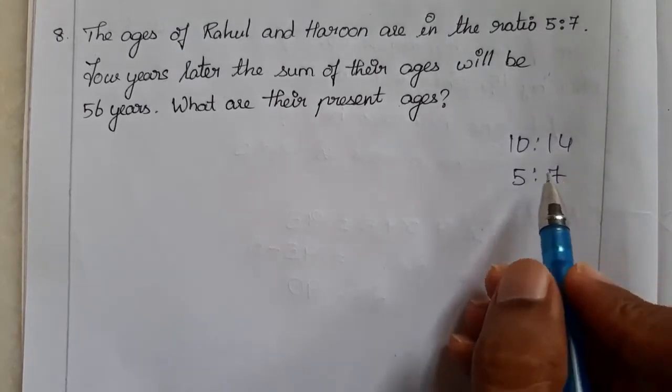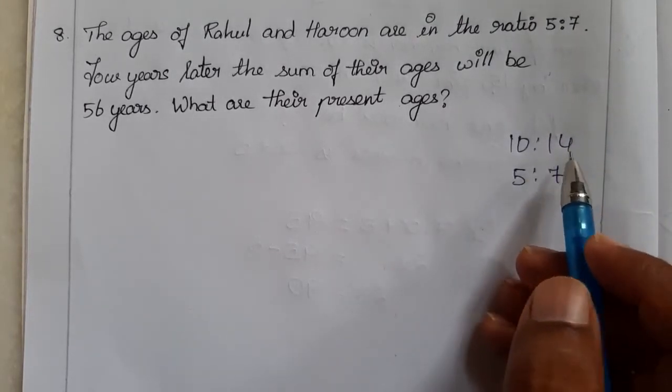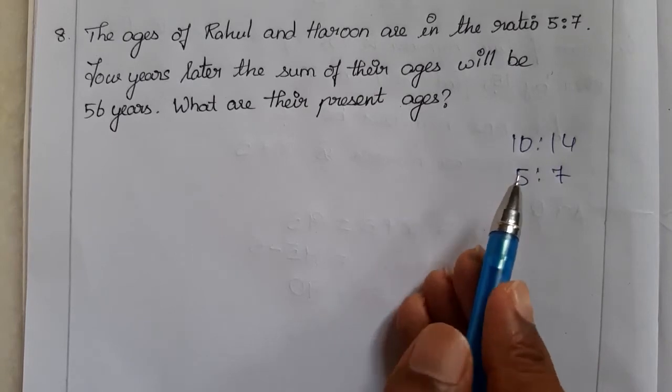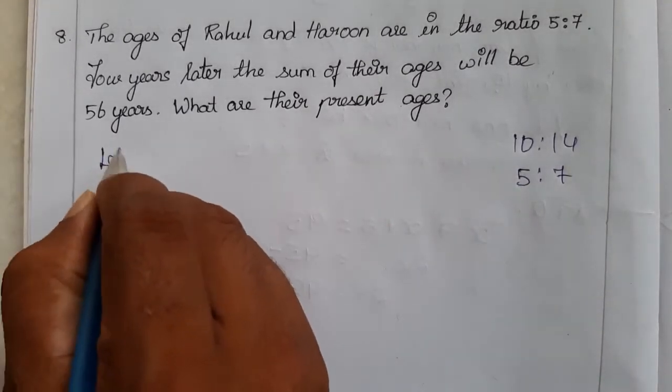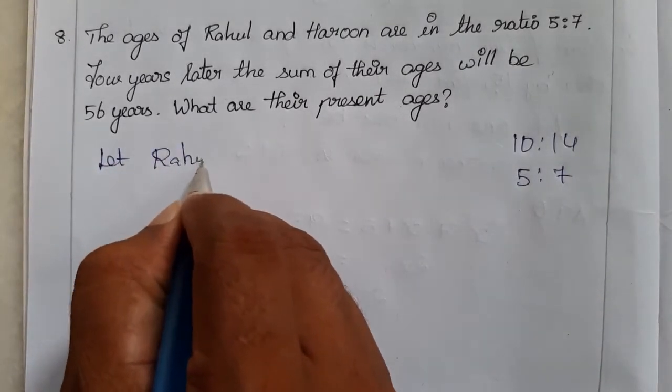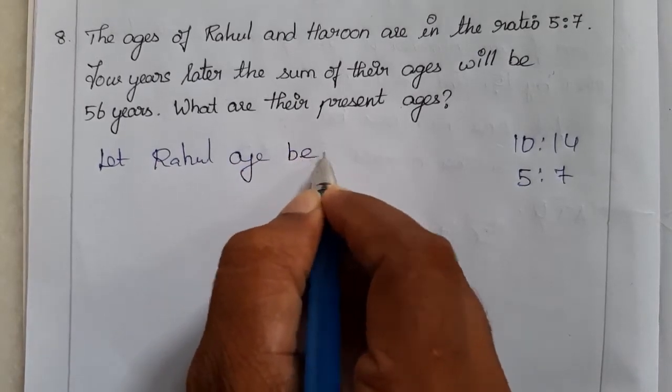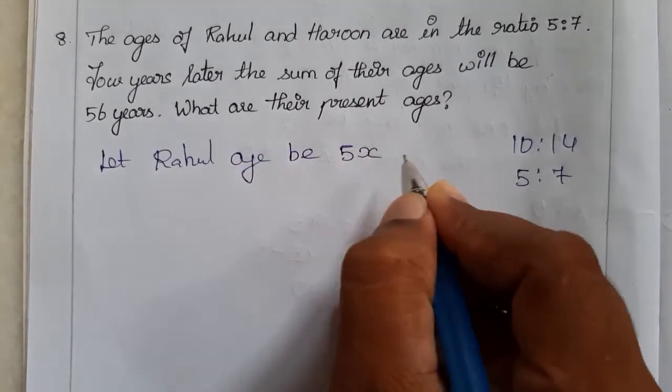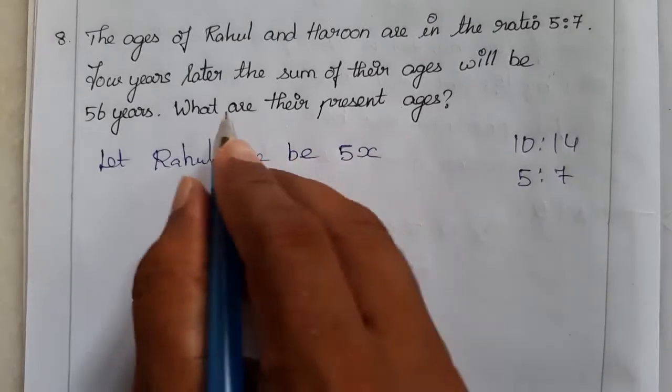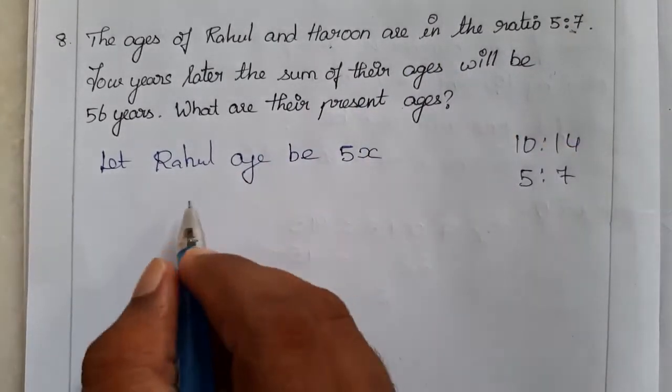So we don't know what the ratio between their ages is. So let us consider x, and therefore let Rahul's age be 5x. We are considering the common ratio as x. And what about Harun's age? Harun's age will be 7x.